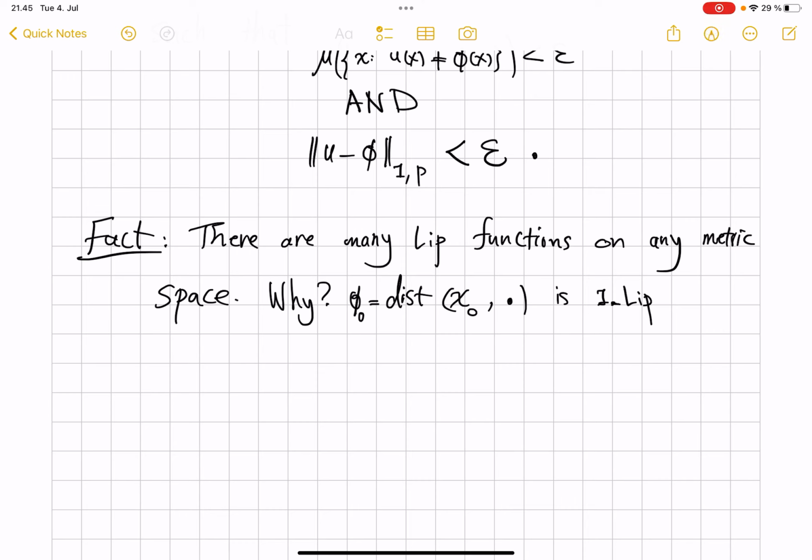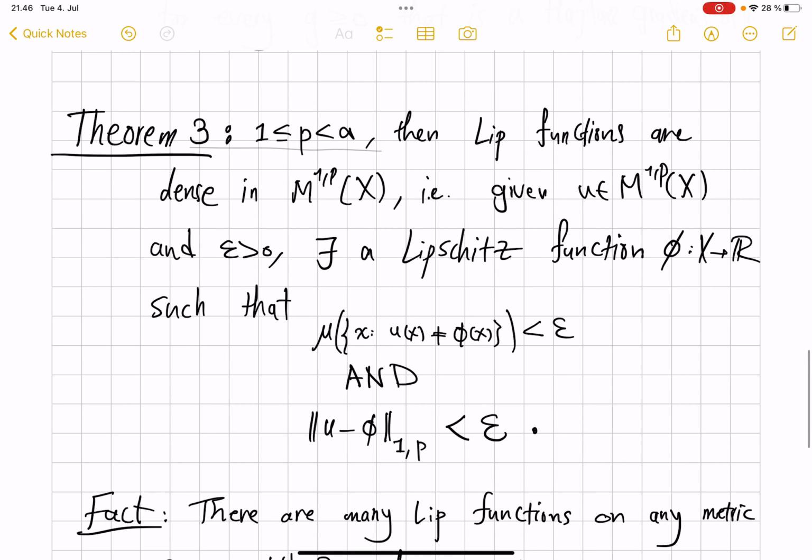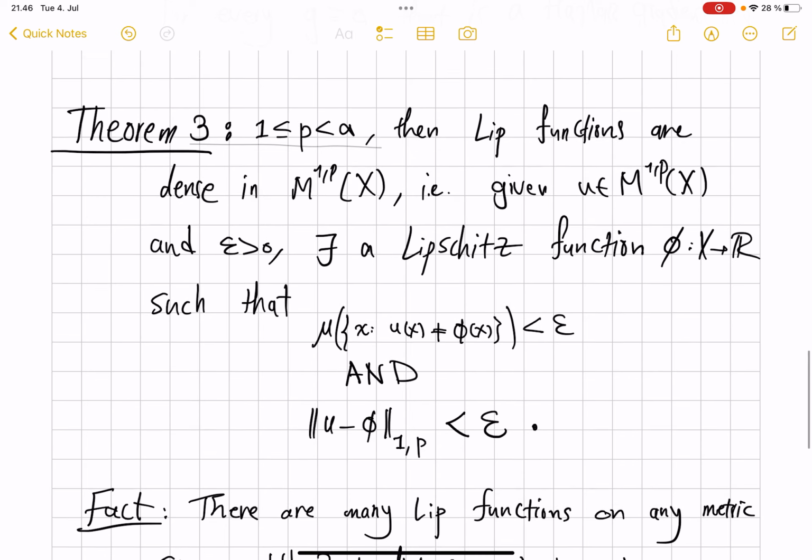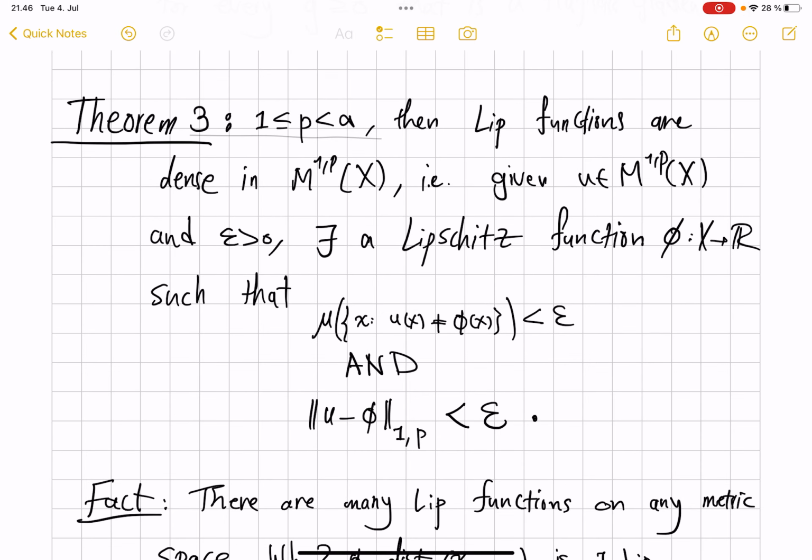Now you have found many Lipschitz functions by changing x naught, but then you can also do another Lipschitz function of R to R, and compose it with this phi naught and produce new ones. Also, this shows that the Sobolev class is not trivial because it contains the Lipschitz functions, and we saw that there are many Lipschitz functions. So this space is always non-empty and non-trivial.